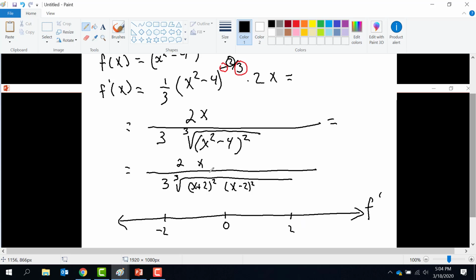And again, because of these squares, the only thing that determines whether my output is going to be positive or negative is the numerator. 2 times x to the left of 0 is going to be negative. And so again, to the right of 0, your derivative is going to be positive.